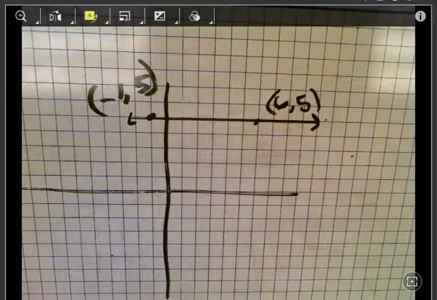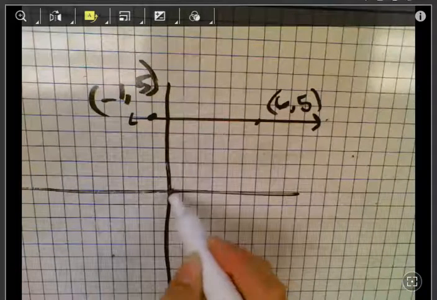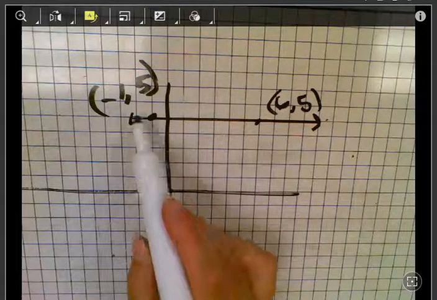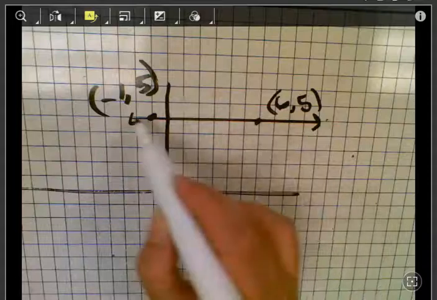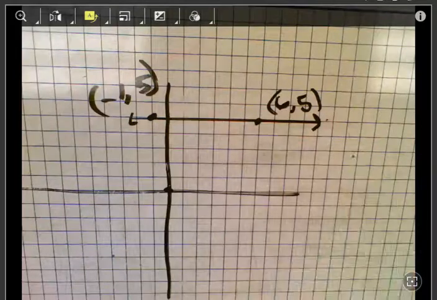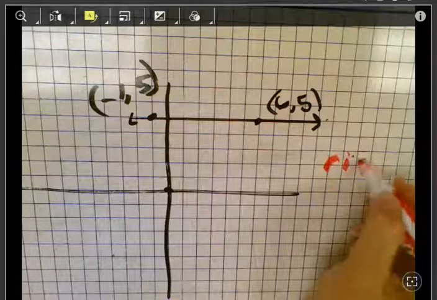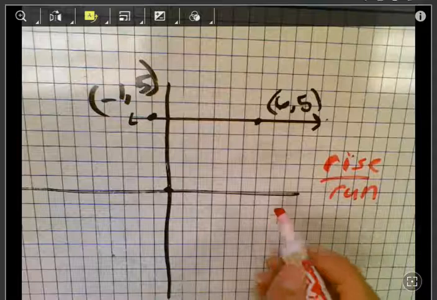Okay, now I want to find the slope of this particular line, and this is my origin. So negative 1, 5 is this point, and 6, negative 5 is this point, and my line goes that way. So I want to find the slope of the line. If you remember how to find the slope of the line, we're doing the rise over the run, or the change in y over the change in x.